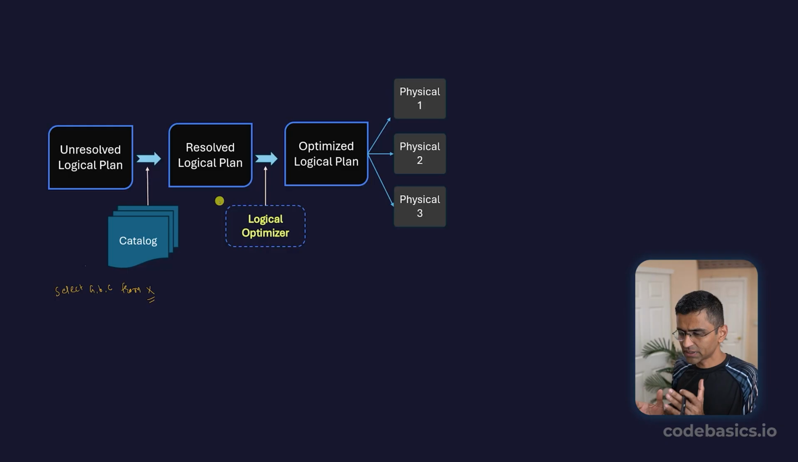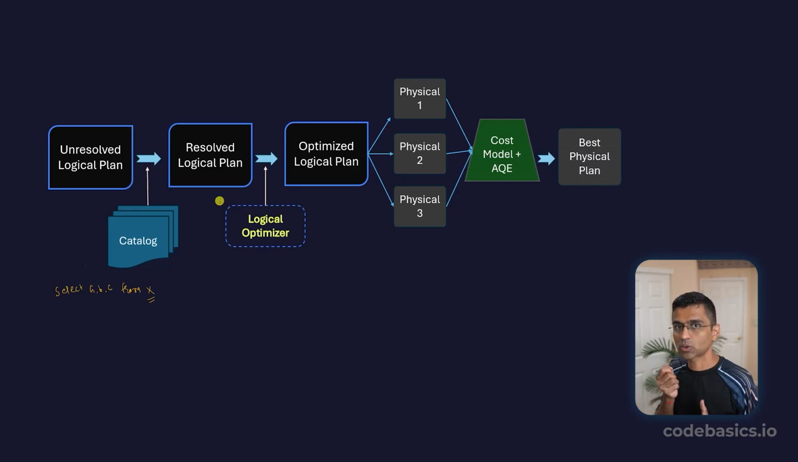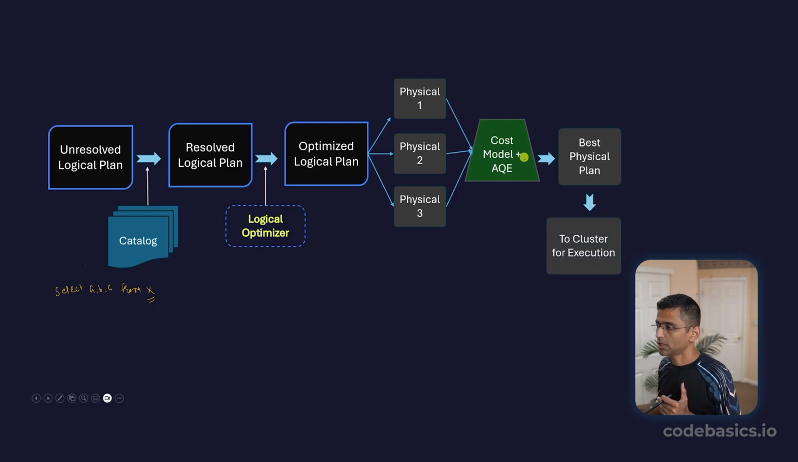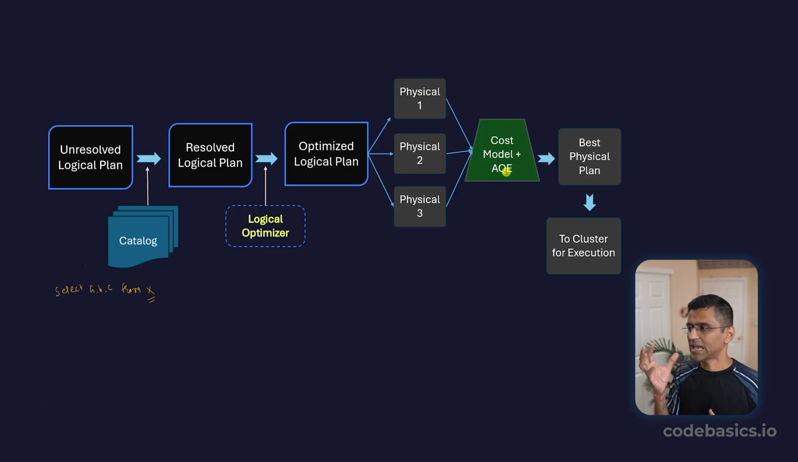Okay, so it will come up with 2-3 strategies or n number of strategies. That number can be anything. And then you will use a cost model to figure out which plan is going to be the best in terms of your performance, your compute cost, and so on. And then you get the best physical plan, and that is what you send to your cluster for execution. Here I have mentioned AQE, which is adaptive query execution. We will talk about it later in this chapter, but just consider this green box as an evaluator which can figure out which plan is the best, and then it will send that plan to the cluster for execution.